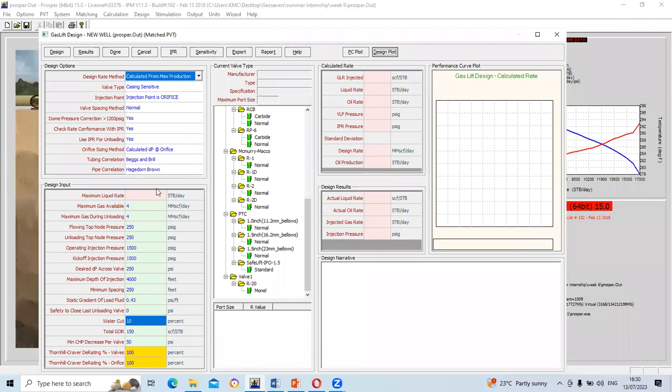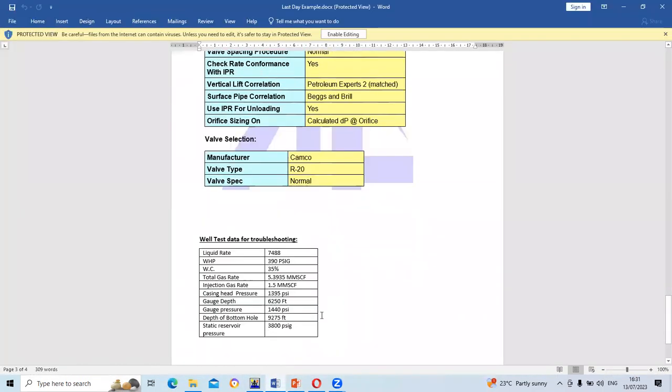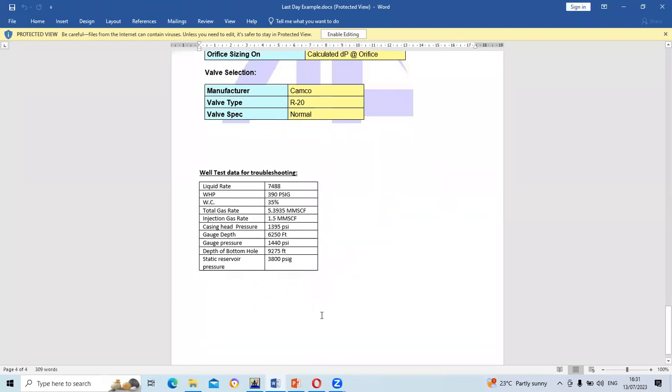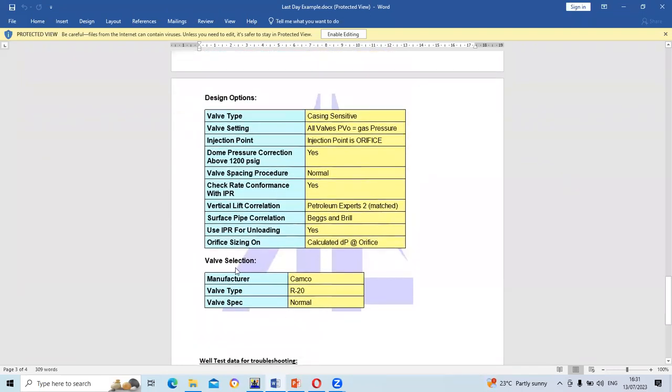I actually wanted to design this before the class, but I didn't have time. And the sucker rod form and the other ones are too easy. So you can do that one on your own. Okay, calculate for maximum production. I think we have to enter this data because I have a data for that. Valve selection, manufacturer, valve type, valve specification.